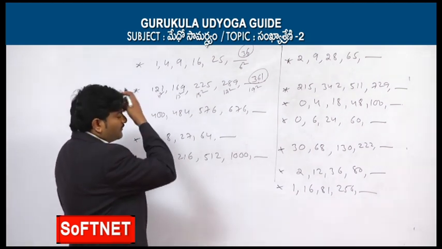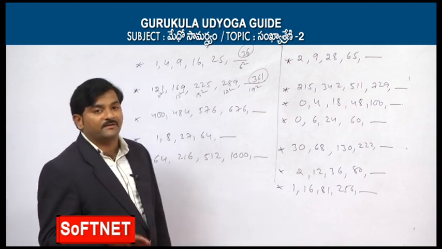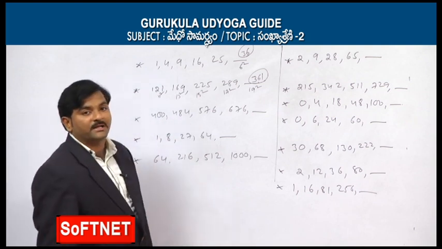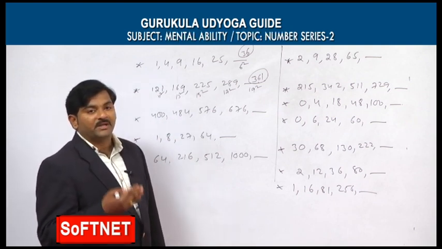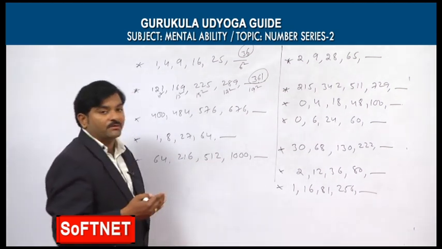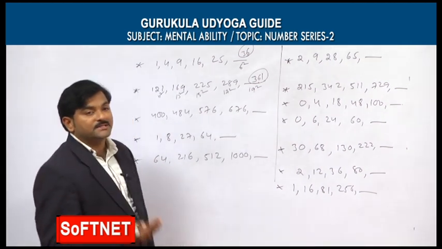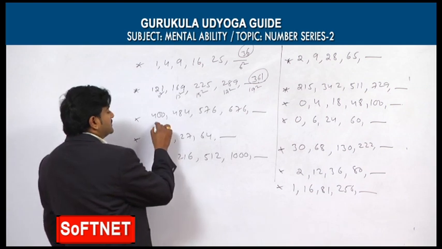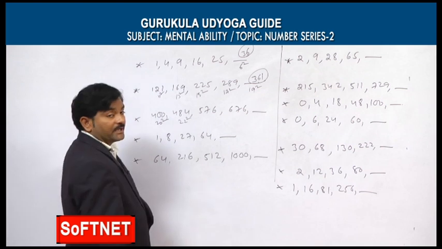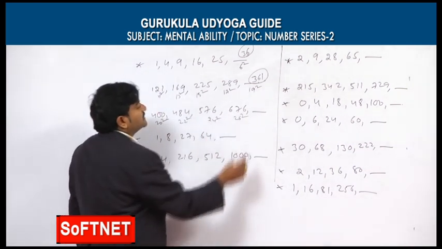And similarly 400, by seeing 400 we can blindly say it is 20 square. Everybody knows 20 square means 400. What can you write for 484? 484 is nothing but 22 square. Similarly 576 means 24 square. Similarly 676 means 26 square. So we will write once again: this is nothing but 20 square, this is 22 square, this is 24 square, this is 26 square.